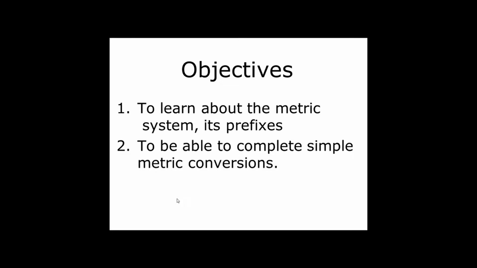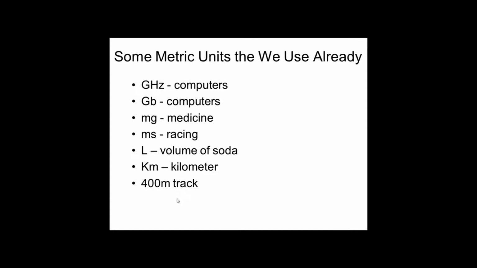On today's video, we'll be learning how to use the metric system, about the metric system prefixes, and how to make simple metric conversions. And as much as the United States doesn't really use the metric system too much, we do see the metric system around in gigahertz. Giga is actually a metric prefix, gigabytes. We see medicine is measured out in milligrams. And in the Olympics, maybe you notice that races come down to the millisecond.